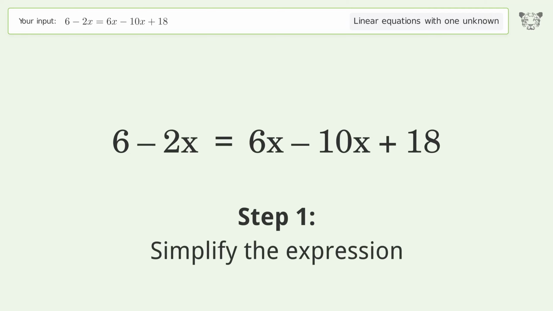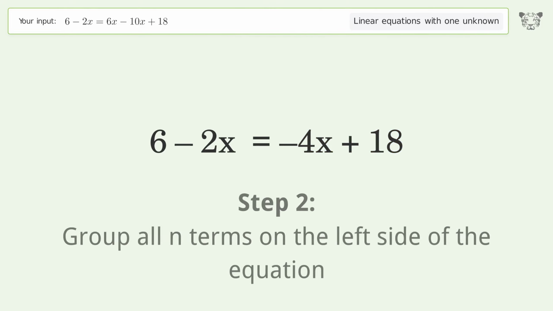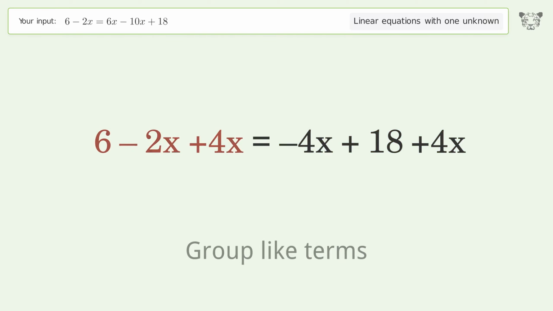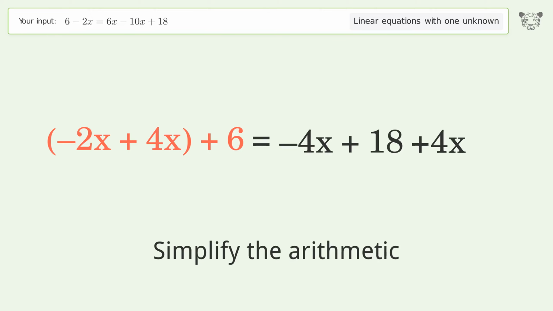Simplify the expression. Simplify the arithmetic. Group all x terms on the left side of the equation. Add 4x to both sides. Group like terms. Simplify the arithmetic.